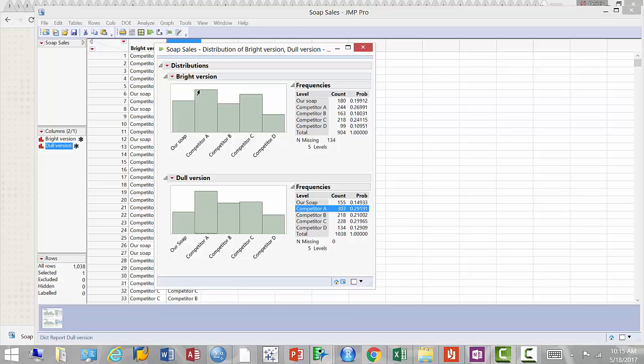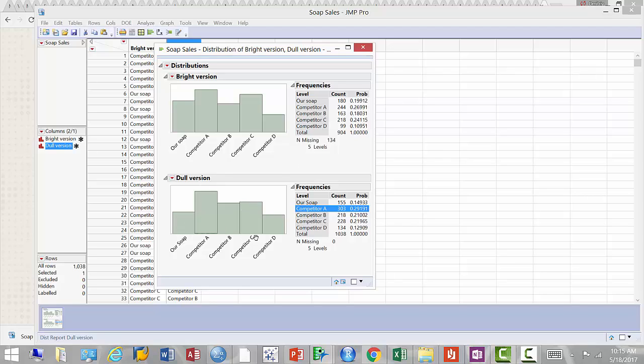So, bright version, our new, advanced, cool packaged product, right? We're looking at the sales of 180 bars, right? Out of a total 904 bars that they've sold. So therefore, our sales are responsible for 19.912, almost 20%, right? Of all sales of the soap in supermarket number 1 was our soap. That's the bright version, okay?